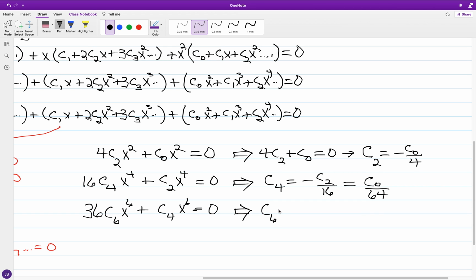And for c of 6, I'll take this one more time, so I have negative c of 4 over 36. And what's going to happen here, we have a negative times positive is a negative, so this would be a negative c naught all over 2304.